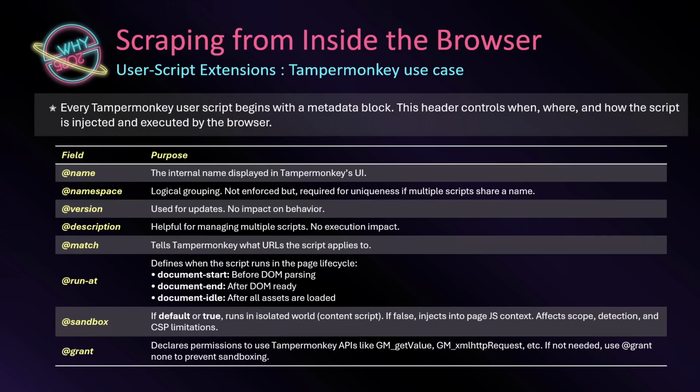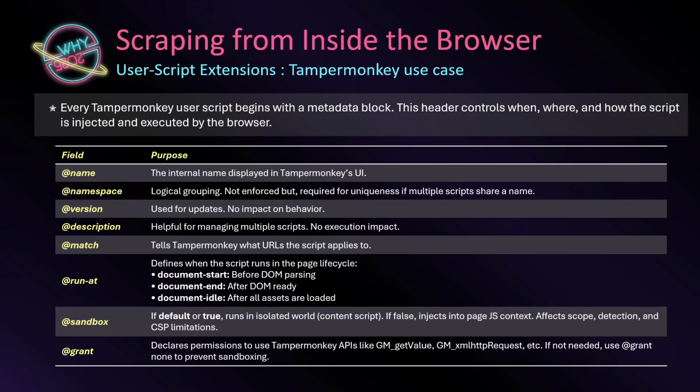So, all right, before we even write a single line of scraping logic, we gotta tell TamperMonkey where and how our script should run. And that's done in the metadata block, where you will find multiple fields. The first four fields, like name, namespace, version, description, are basically fields that help you stay clean and more organized, especially if you have multiple scripts to manage.